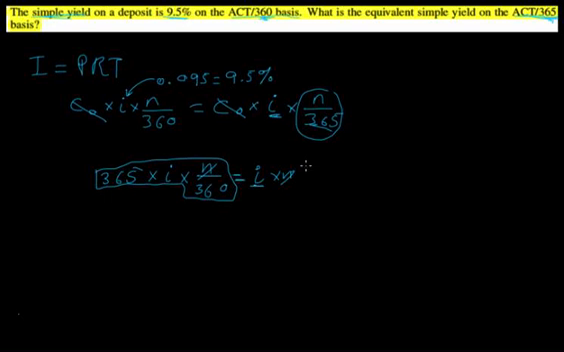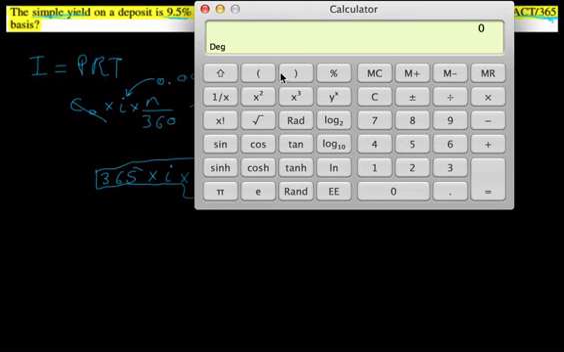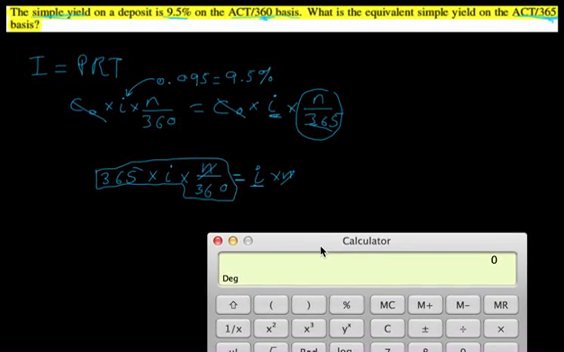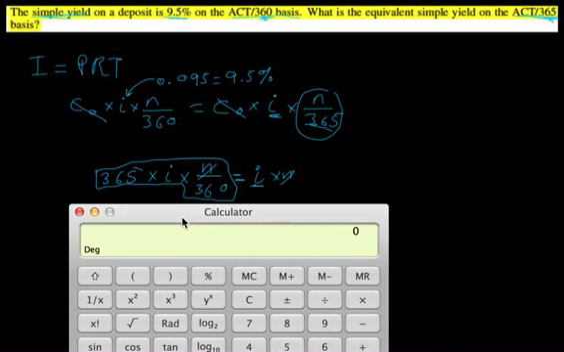ACT over 365 basis. So to work that out, I'll try and bring out a calculator. Okay, so I've got my calculator, and where's the best way to position it? I'm not sure, but we'll try. Alright, so I'm going to essentially say that it is 365 times 9.5% divided by 360.